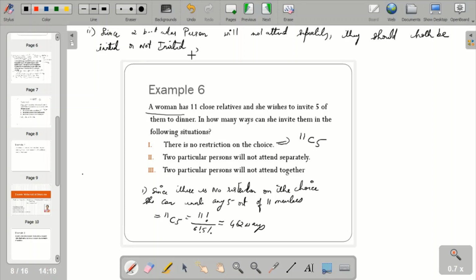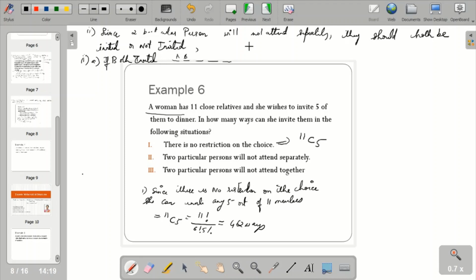Then three more invitees are to be selected from the remaining. The first case is that they both should be invited. In this second sub-question, I'll write A: if both are invited, out of those 5 invitees, consider A and B both invited. So what is left is 3 places.